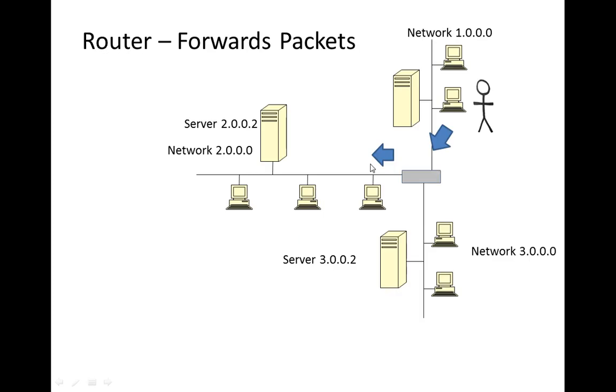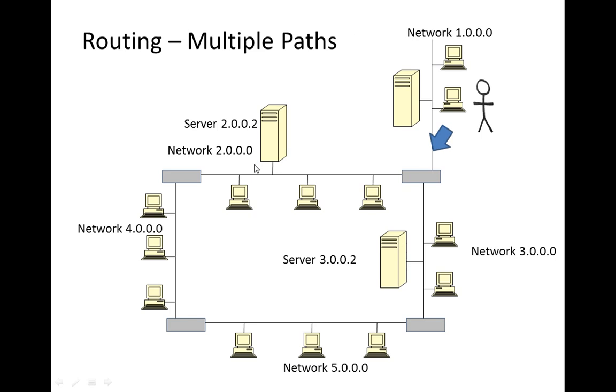Packet hits the router, router forwards the packet. Now, what if you have multiple paths? What if the user were going to send a packet to server 3.0.0.2? The packet would be forwarded straight down directly to network 3.